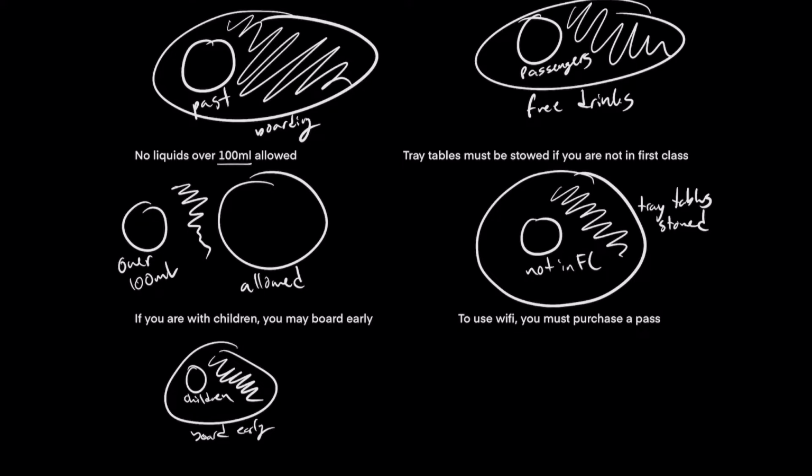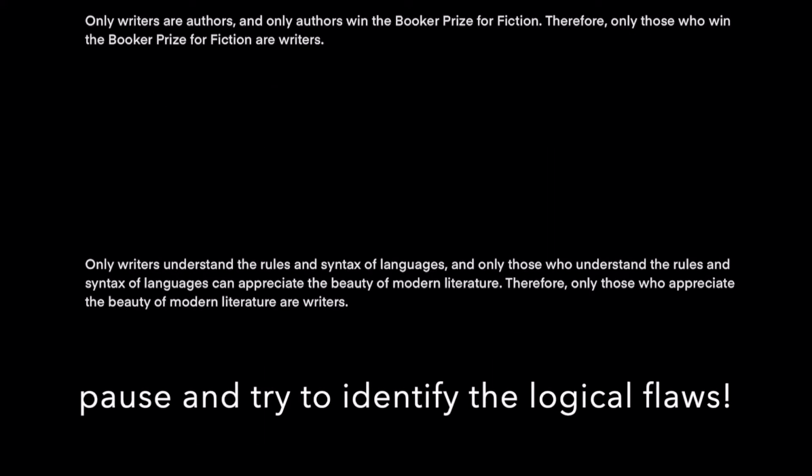Of the group of people that have purchased a pass, the people that can use Wi-Fi are a subset of that group, right? So there are people that have purchased a pass that can't use Wi-Fi, right? But everyone that's using Wi-Fi has purchased a pass. Okay, so let's look at a couple of statements and see how they're logically flawed.